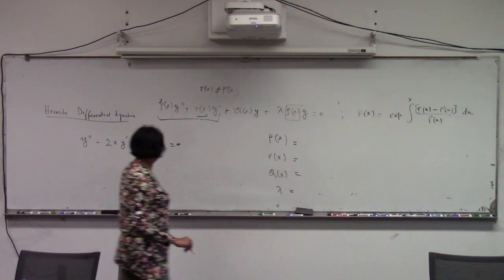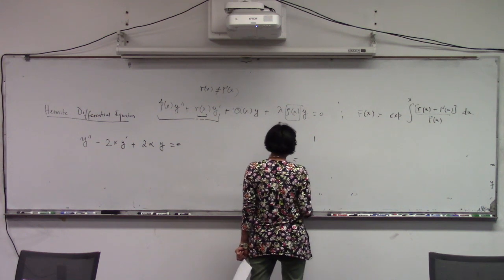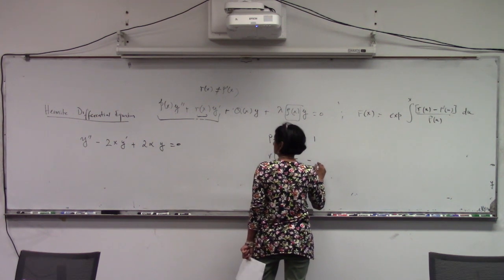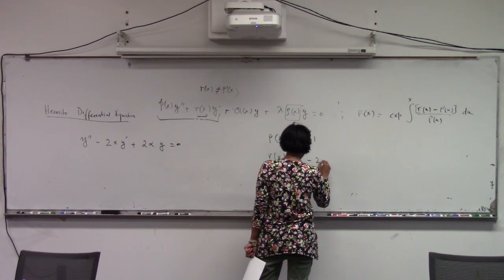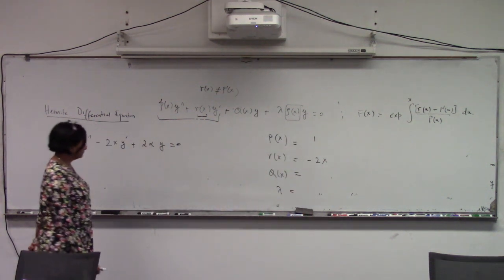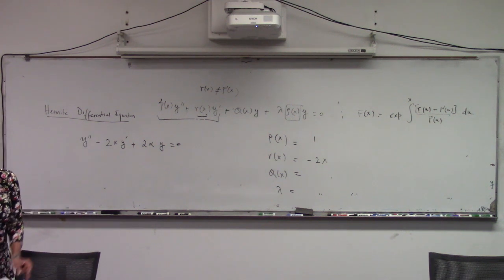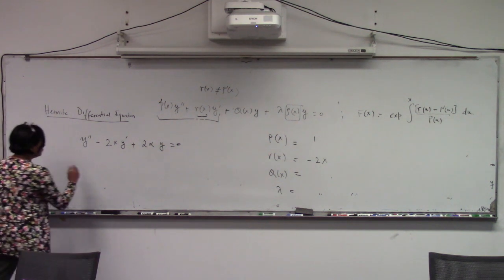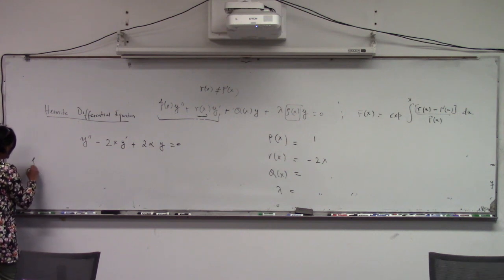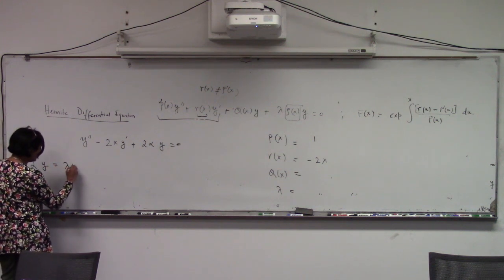P(x) is 1. Then what is R(x)? R(x) is minus 2x. And then Q(x) is 2 alpha. This is where I want you to indicate that when we want to do the Sturm-Liouville form, the whole thing is I want to write L operating on y to be equal to the eigenvalue equation.